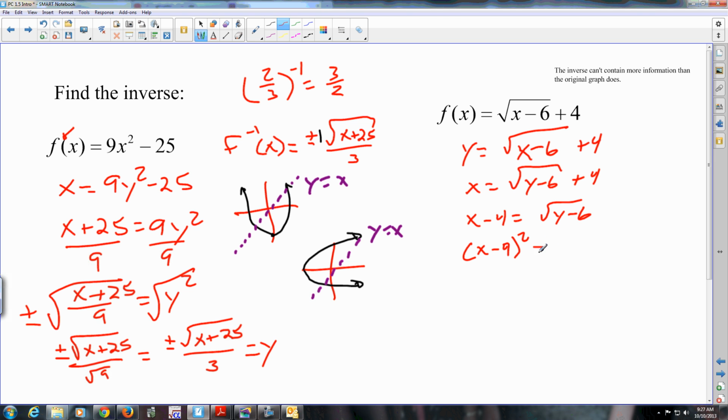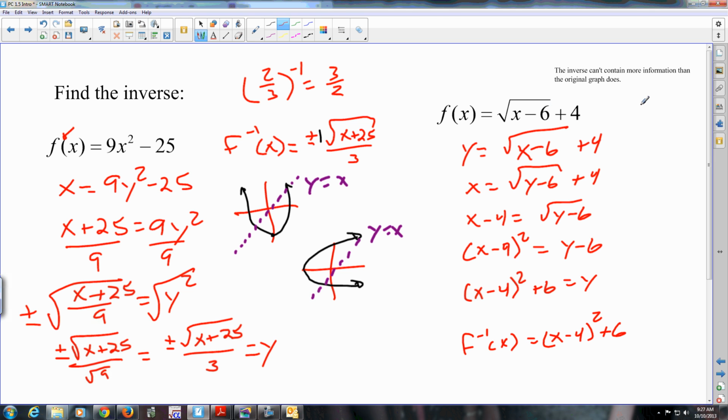Sorry, I closed it. I apologize. I'm not sure what's going on, sometimes I close my 4s. Add the 6 over. (x minus 4) squared plus 6 is y. And then remember there's no y, so f inverse of x is equal to (x minus 4) squared plus 6. Okay, now we gotta chat about these for a second.